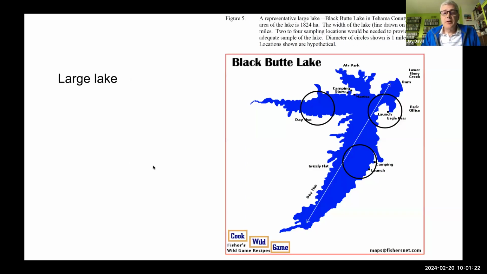For a large lake, in the large category, between 1,000 and 5,000 hectares, we usually do 3 locations. And this sometimes varies, but that's kind of the standard. And you can see that, when the lakes are getting this large, you need more locations to provide coverage.